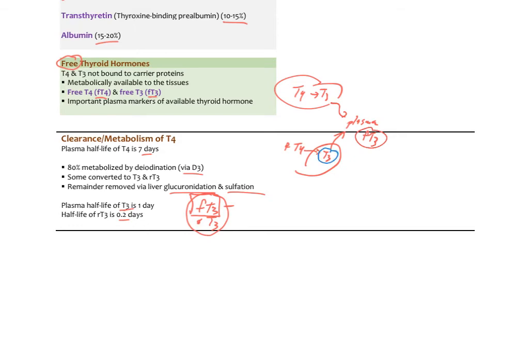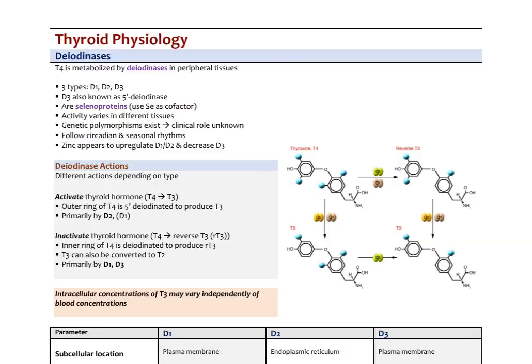And so there's not a direct correlation between those two. And that's why it's really hard to estimate just from T3 alone what's actually happening. Okay, so that's a little bit about thyroid hormone transport.